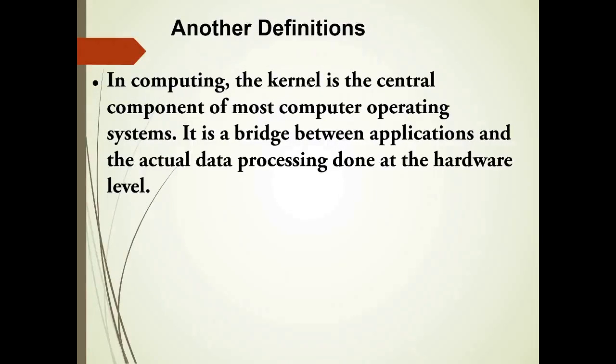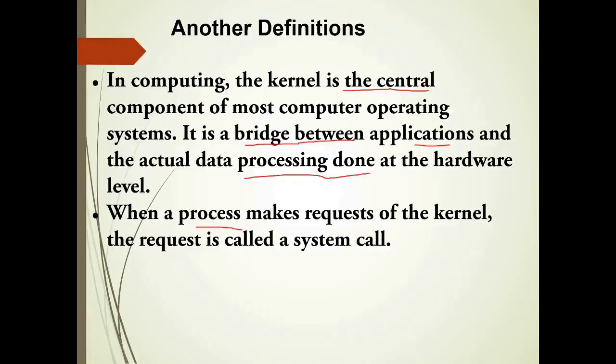Another definition of kernel: in computing, the kernel is the central component of most computer operating systems. It is a bridge between applications and the actual data processing done at the hardware level. When a process makes a request of the kernel, the request is called a system call. So whenever there is a request from the user, in any form, whether the user wants to work on any software or execute any program, that request is called a system call. We are going to see the system call in detail in later chapters.